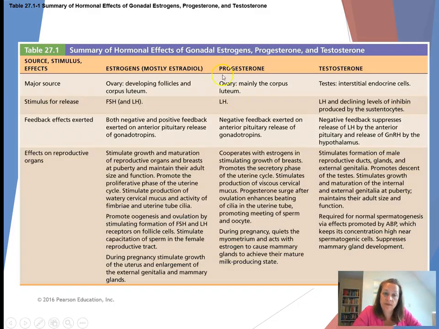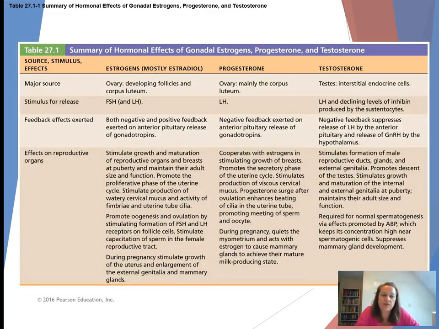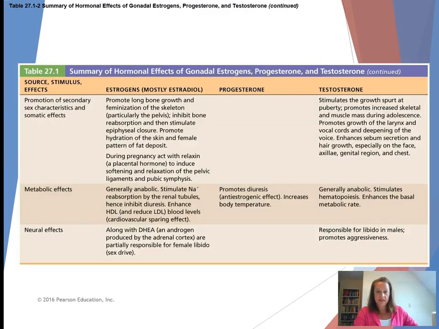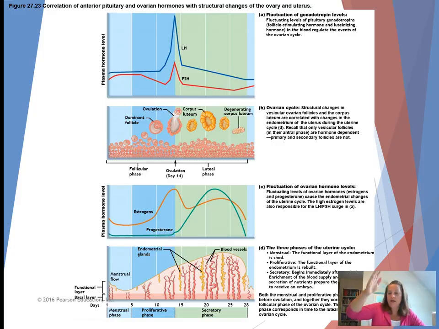This is the summary of the hormones for estrogen, progesterone, and testosterone. What do they do for males? What do they do for females? And sort of what they do, what are their metabolic effects, what are their neural effects, what are their effects on the organs, the feedback, all of that. So have an idea about these. Have an idea about the fact that there is a curve, the hormones, what they do.